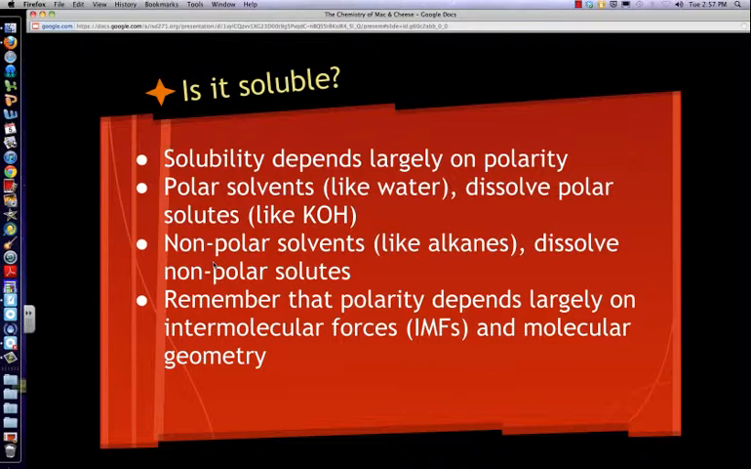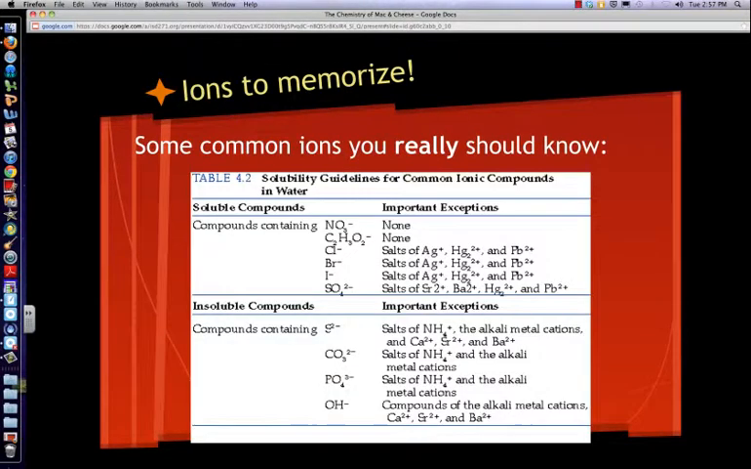For example, OH negative is generally an insoluble compound, which leads us to ions to memorize, because these are just some simple polyatomic ions that you should encounter. You will encounter these on the AP exam, so you're just pretty much going to have to rote memorize this. However, there are some important patterns that I'd like to point out for this idea of dissolving stuff in water, and this is all referring to solubility with water as the solvent, just so you know.